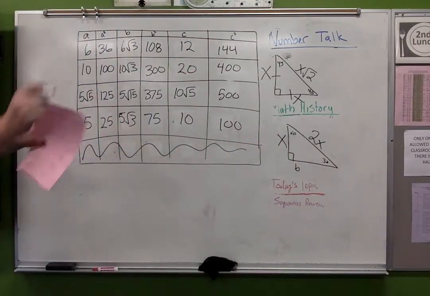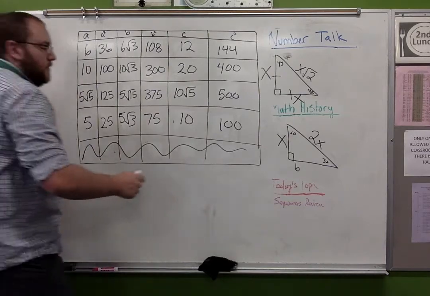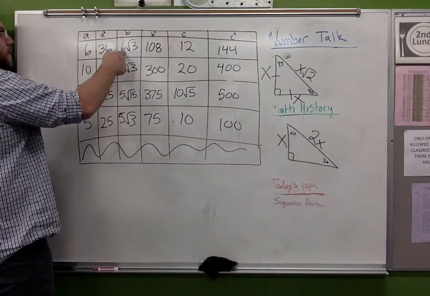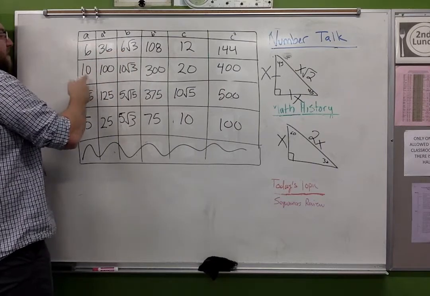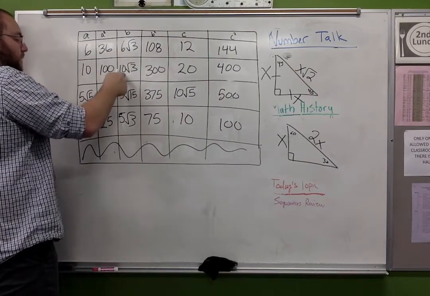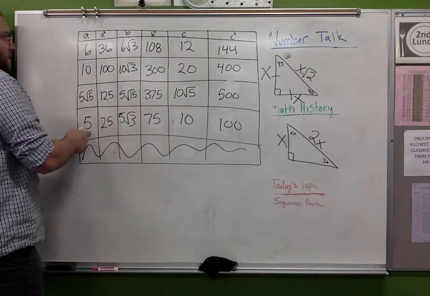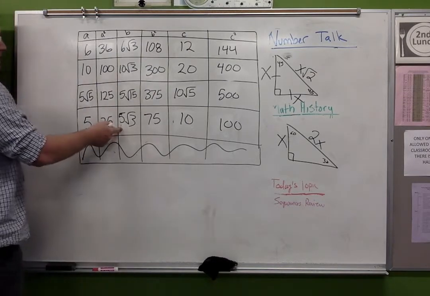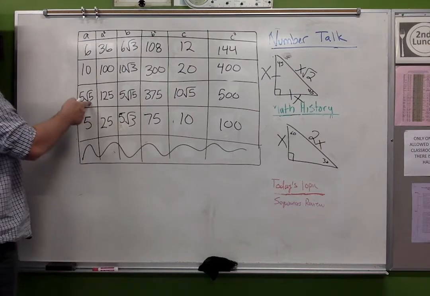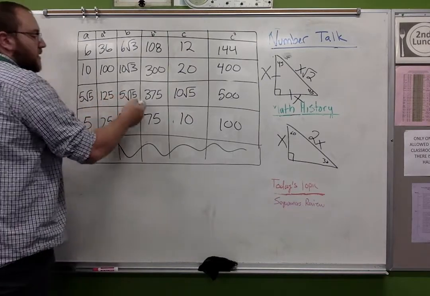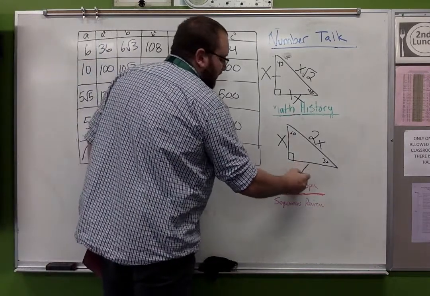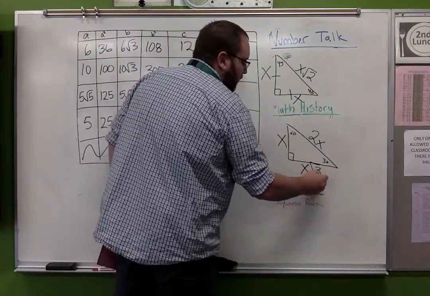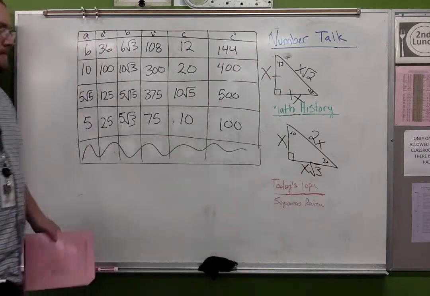Now let's look at the side across from 60, side b. Well, a is 6, b is 6 square root of 3. a is 10, b is 10 square root of 3. a is 5, b is 5 square root of 3. We're multiplying by the square root of 3 each time. 5 times the square root of 3 is 5 square root of 3. So the side across from 60 is x, the side across from 30, times the square root of 3. That's your pattern.